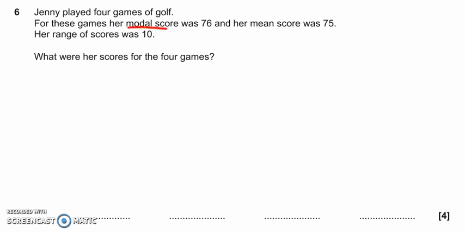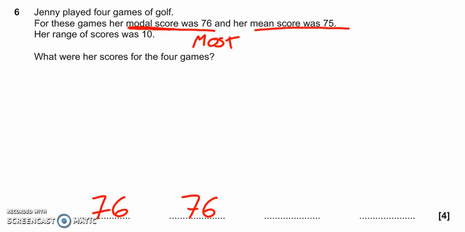We know that the modal score was 76, so that appears the most out of these 4 scores. And her mean score was 75. We can come back to that in a minute. Looking at the modal score, we know that it has to appear the most times. So we can say that 2 of these scores were 76. We might have a 3rd and a 4th one, but let's assume it's just 2 for now. If we do that, we must make sure that this number here and this number here are both different. But we can see about that in a moment.